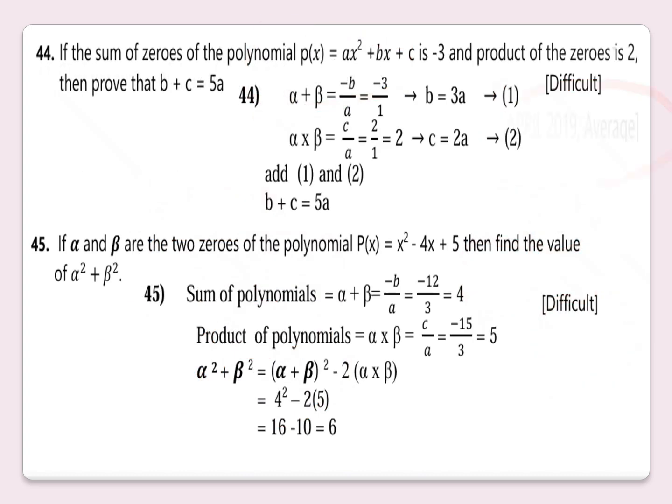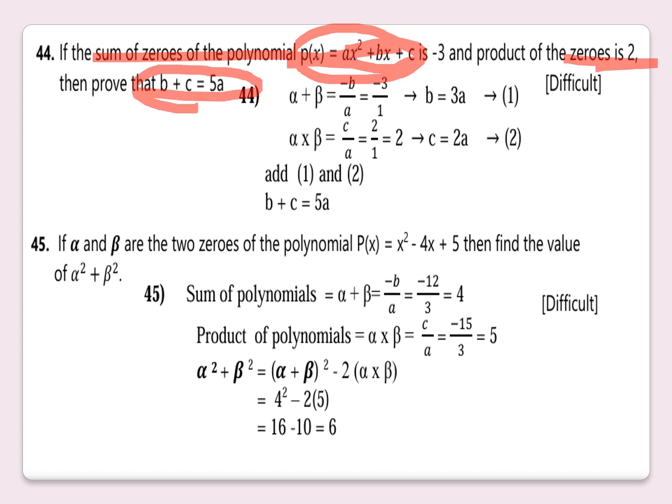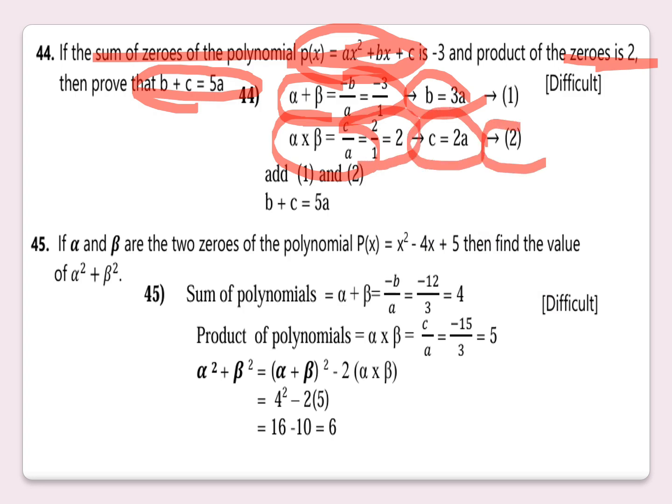Question number 44. If the sum of the zeros of the polynomial p of x is equal to ax square plus bx plus c is minus 3, then find the product of zeros 2. Then prove that b plus c is equal to 5. First, by using the formula, alpha plus beta can be written as minus b by a, that is minus 3 by 1. Then you will find the value of b is equal to 3a. Take it as equation 1. Then product means alpha into beta can be written as c by a. You can write 2 by 1 is equal to 2. Therefore, you can write c is equal to 2a. So take it as equation 2. By adding equation 1 and 2, you can write the general equation as b plus c is equal to 5. This is regarding question number 44.